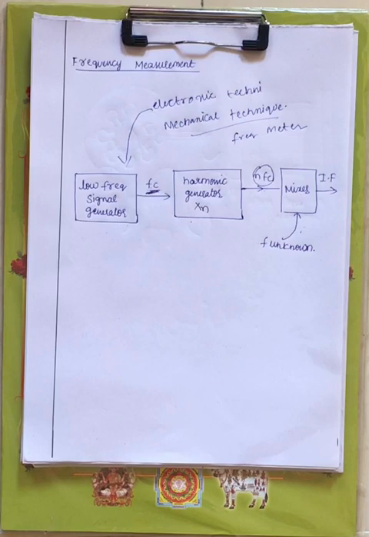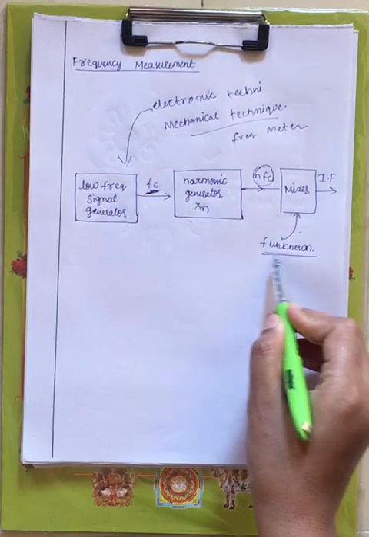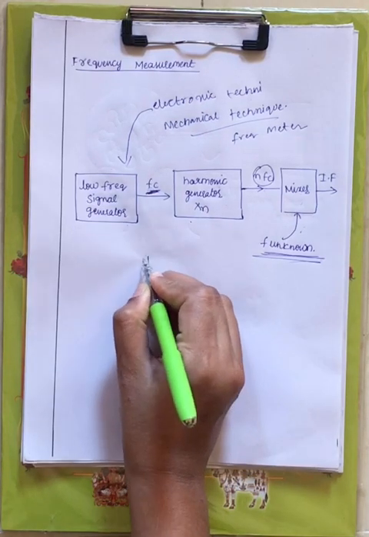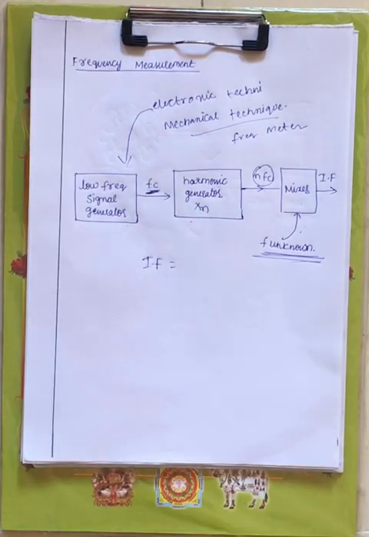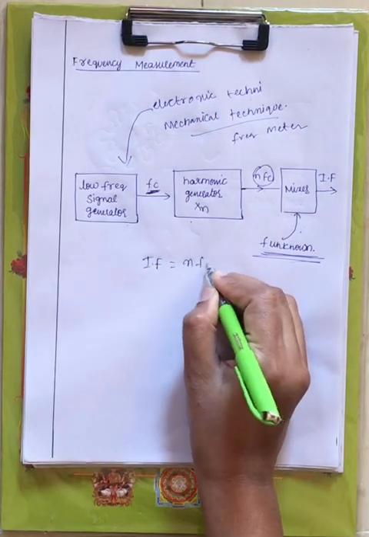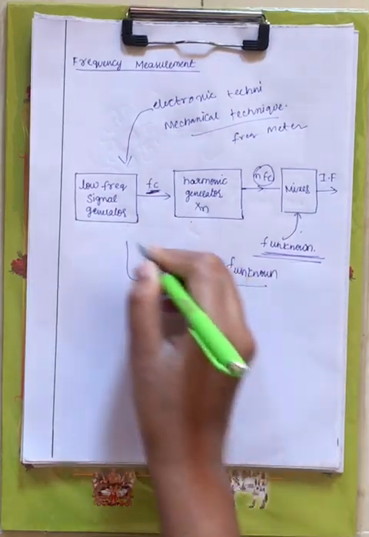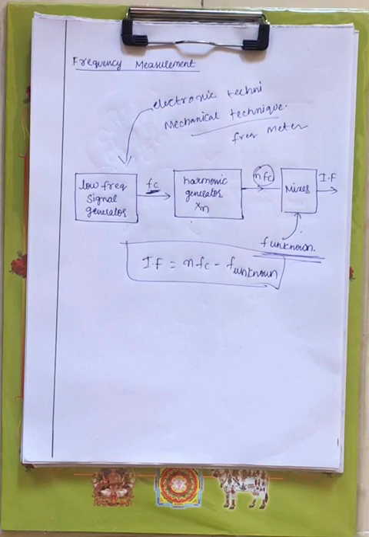One input to your mixer is nFc, which is known to us, and the other input to your mixer is the unknown value of the frequency of the signal. The output of the mixer you will get as the intermediate frequency. Here we are using the concept of down conversion, that is nFc minus F unknown. Using this formula you can find out the unknown frequency of a signal. This is how we can find the unknown frequency.